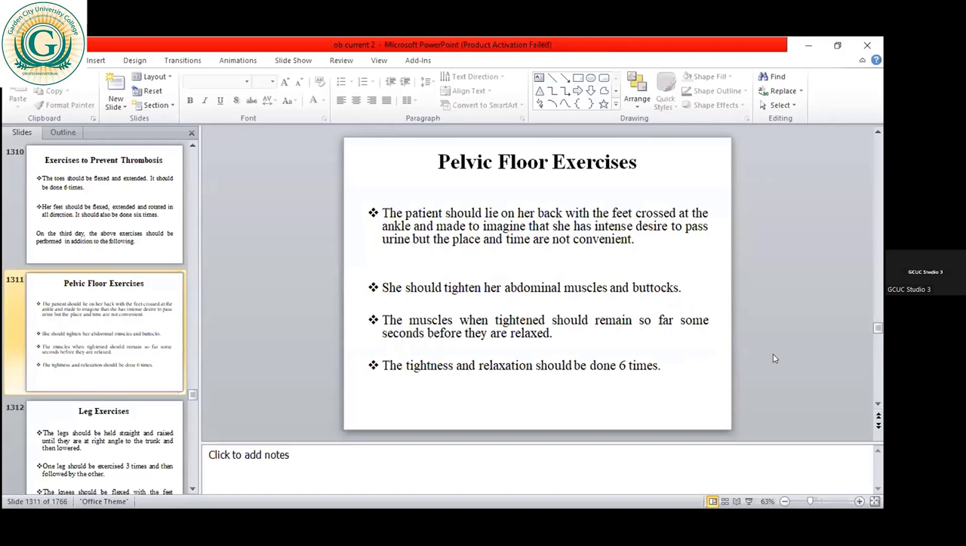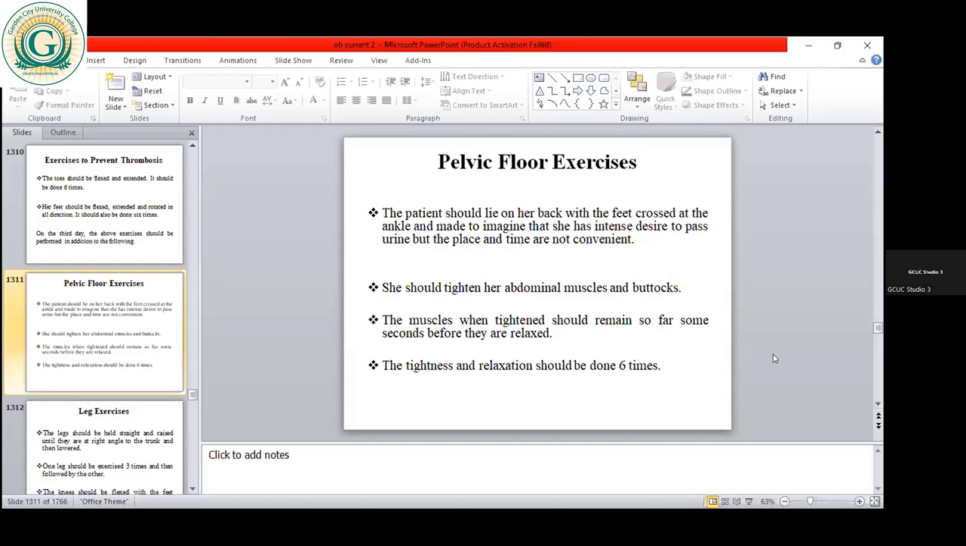You do pelvic floor exercises, which we talk about. You know, the baby has passed through the pelvic floor. It has stretched. All this is to aid speedy recovery of the whole woman. So you let the patient lie on her back again with the feet crossed at the ankle and need her to imagine that she has an intense desire to pass urine, but the place is not suitable, so she stops, and the time is not convenient.